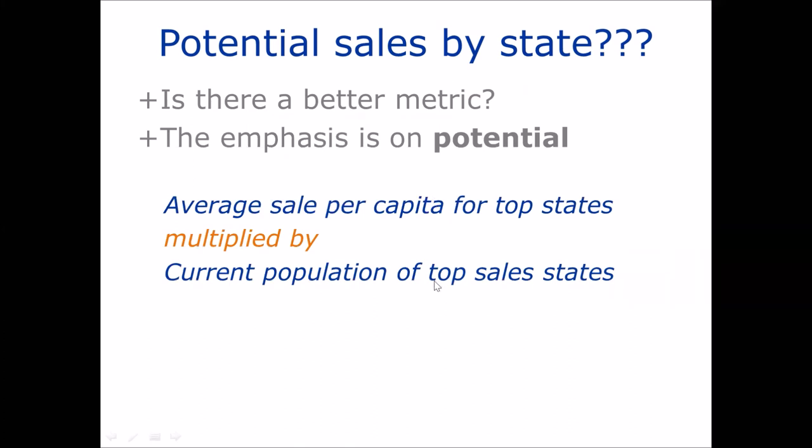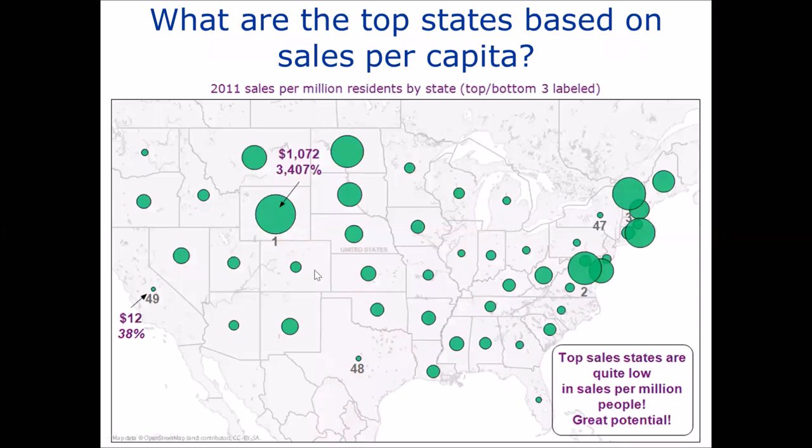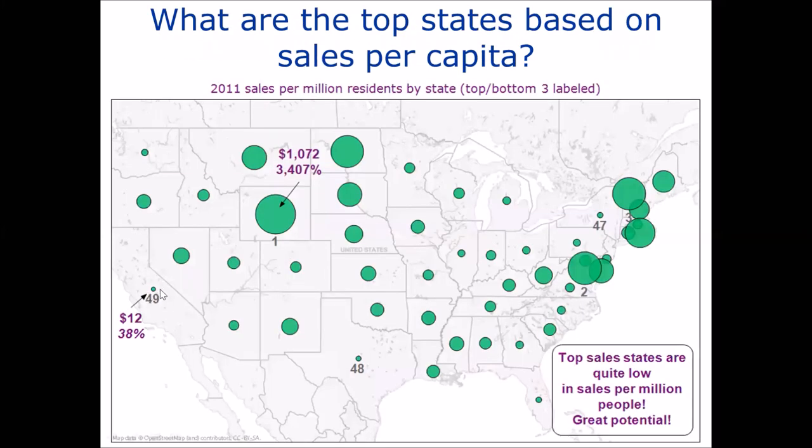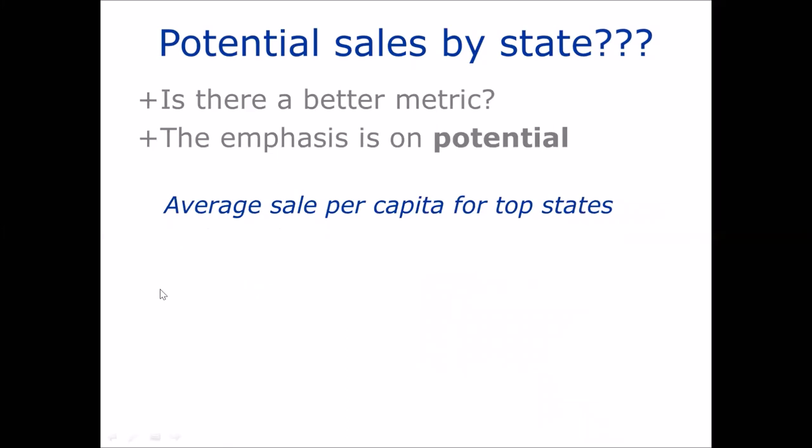That'll really give you how much you sold per capita. And then multiply by population, and you're going to get this figure. It looks small now because it's sales per million residents. But when you multiply by the current population, this is just the sales per capita. This looks smaller than this.